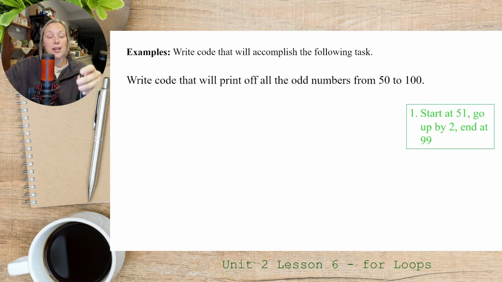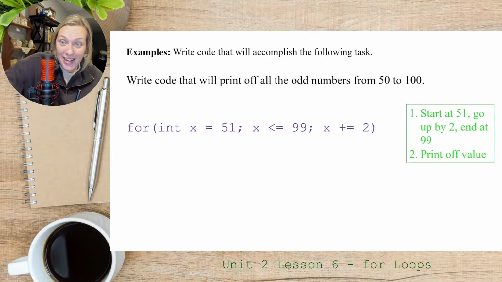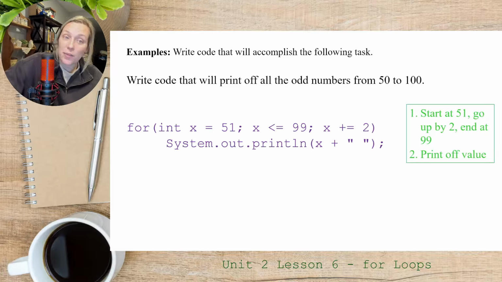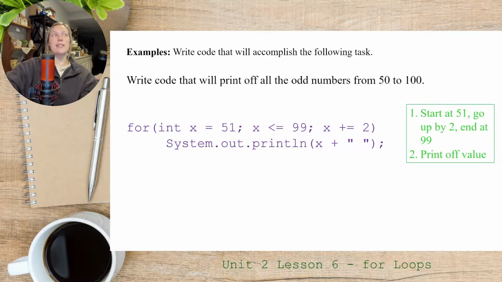What if you know 50 is even, right? When you're coding, like, yeah, 50 is an even number. Awesome. So let me just start at 51. Go up by 2, end at 99, and then just print off all of those numbers, right? And I just print off the value. This also works and accomplishes the task in the same way.